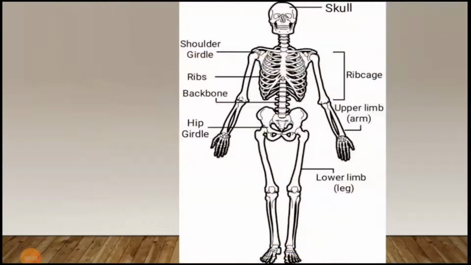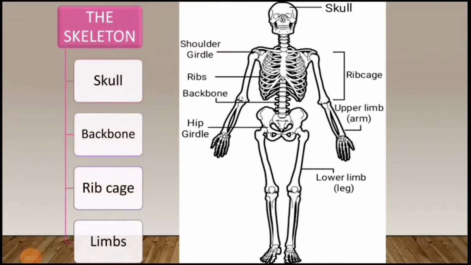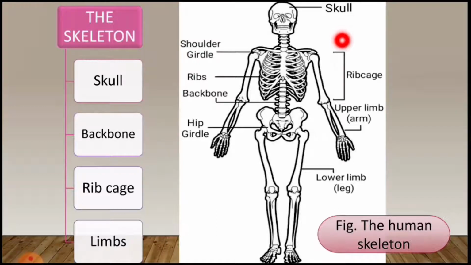Now children, let us study the skeleton. The human skeleton is a framework of bone working together to do various different activities. There are 206 bones of different sizes and shapes in adult human body. The human skeleton consists of the skull, the backbone, the rib cage and two pair of limbs. The upper limb, or we can call it as forelimb or arm, and the lower limb or hind limb or leg. These limbs are attached to two pairs of girdles, shoulder girdle and hip girdle. Let us understand them in detail.